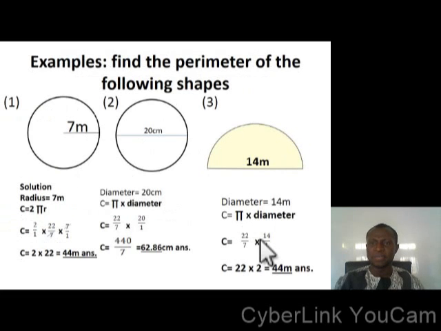Examples. Find the perimeter of the following shapes. Number 1, you have a circle where the radius is given as 7 meters, and you have a circle where the diameter is given as 20 centimeters, and you have a semicircle where the diameter is given, which is 14 meters.